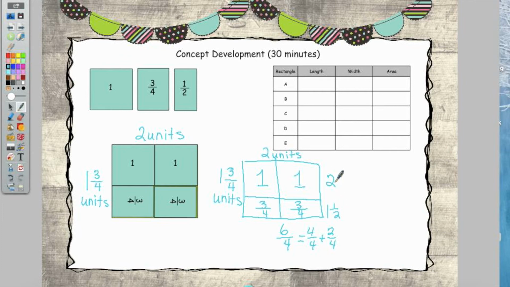This is 1.5 and a half, plus 2 equals 3 and a half. 3.5. I'm getting the answer on there right away this time. Okay, so rectangle D, 2 units by 1 and 3/4 units equals 3.5 units squared. All right, one more.